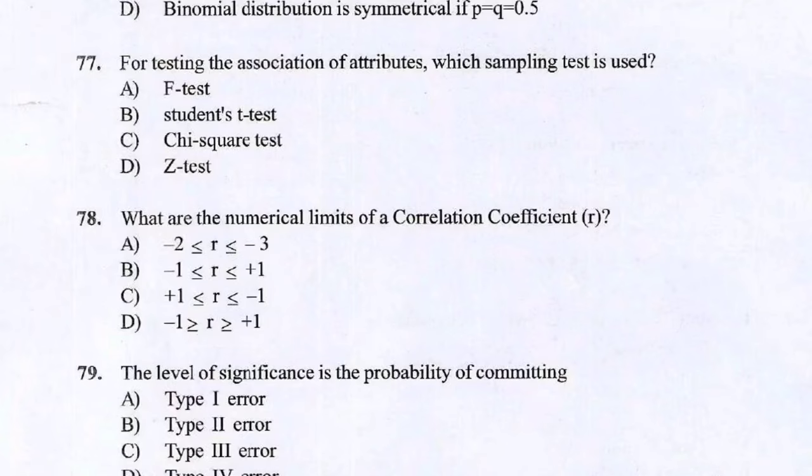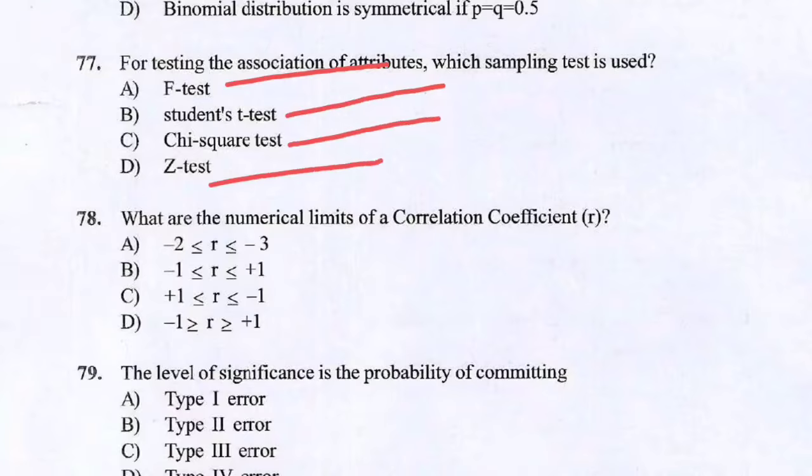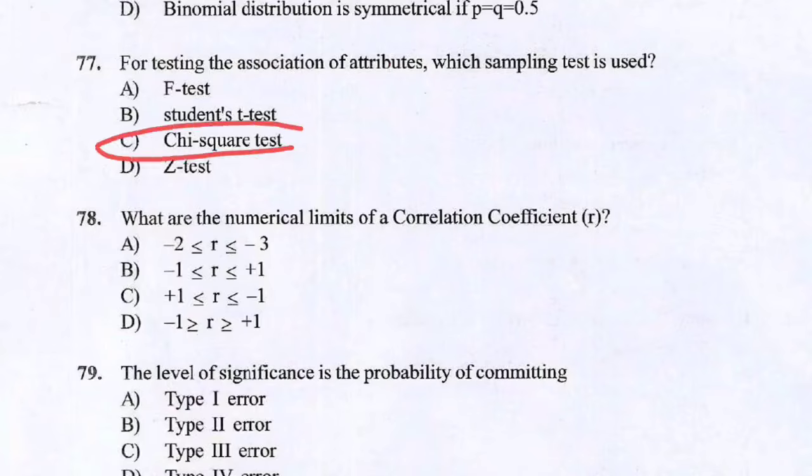Next question is, for testing the association of attributes, which sampling test is used? F-test, student T-test, chi-square test or Z-test. Correct option is chi-square test. Now chi-square test is a statistical hypothesis test that is used to determine if there is a significant association between two attributes. The test compares the observed frequencies with the expected frequencies if there were no association between the variables. So we use chi-square test here.